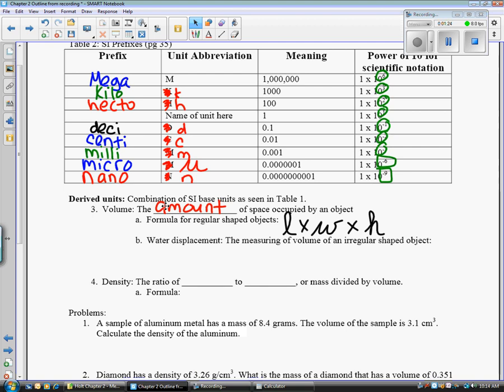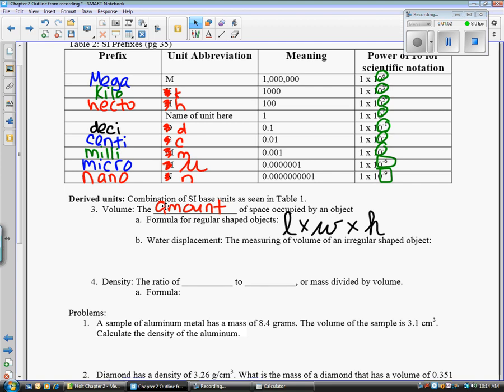It's not going to be an SI base unit because you need to use multiple SI base units to find it. Another way to find volume, which we learned in lab, where you already did the lab, is water displacement. That's the measuring of volume of an irregularly shaped object, like a rock, or something that isn't just a square, or a sphere, or a cylinder. A rock would be a good example. We used the penny and the marble. Other irregularly shaped objects can be anything that you just can't look at and figure out.